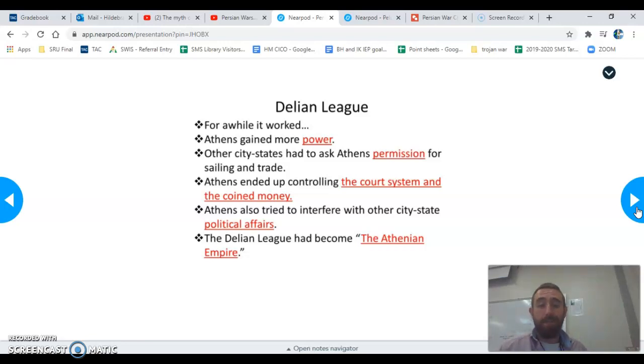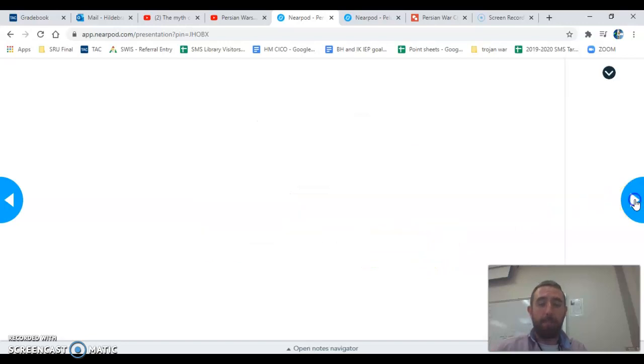And they kind of set up their own little court system to try to police the other cities and basically boss them around. And so the Athenians, they're going to start getting more and more power because they control the ships and they control the sea. And a lot of people have nicknamed this the Athenian Empire.